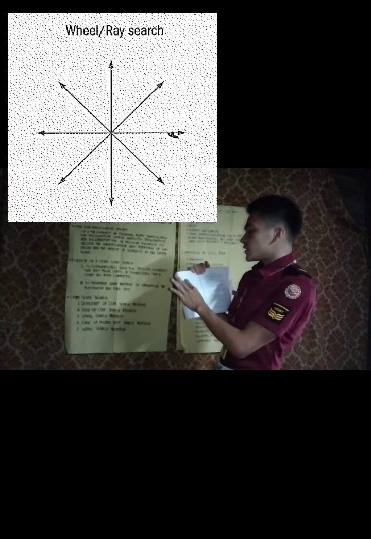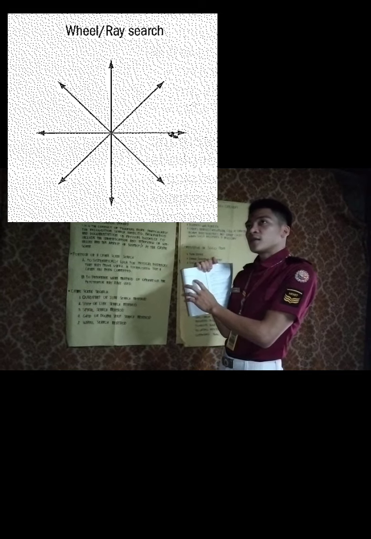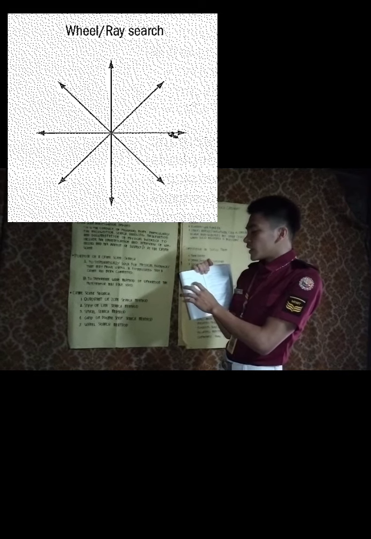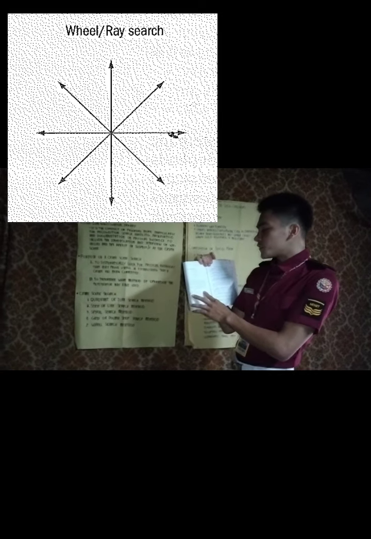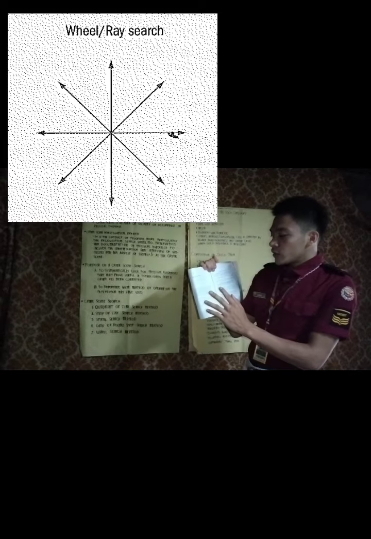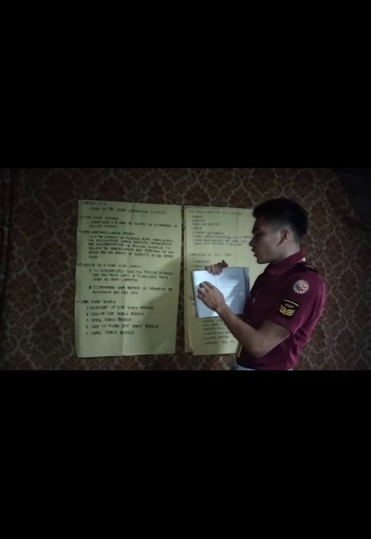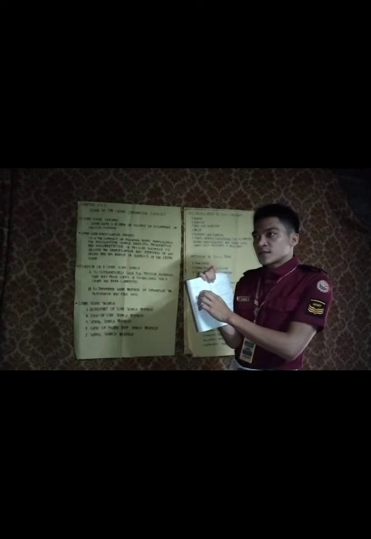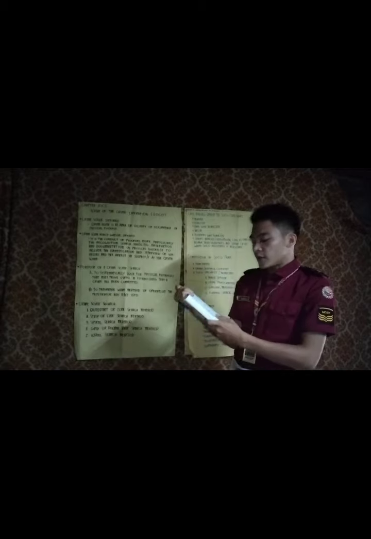So as you can see, it is a form of circle and has arrows. Each arrow is a police officer. So this method of search is conducted outward along radii or spokes. So they start at the center and step up to the outer part of the crime scene area.